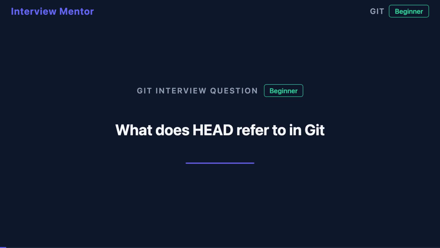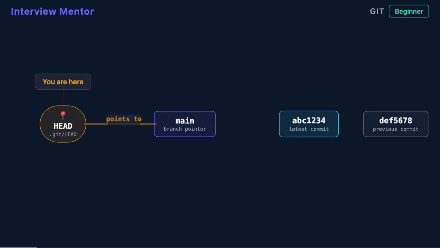Every time you run a git command, something called HEAD is silently tracking your position. But what exactly is it? A HEAD is simply a pointer, a reference to your current position in Git history. Think of it like a bookmark. HEAD tells Git, this is where I am right now. More specifically, HEAD points to the current commit, the snapshot your working directory is based on.